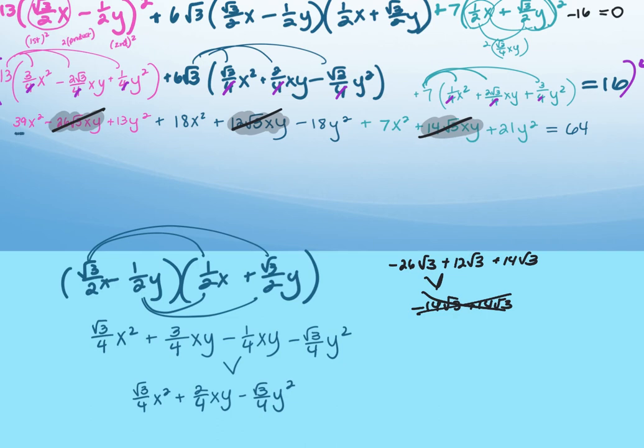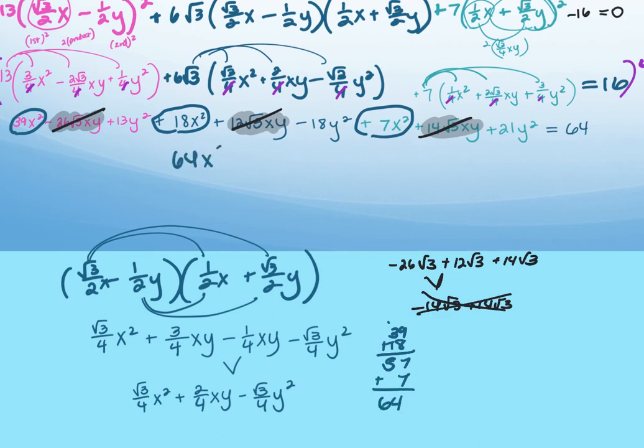Now I'm going to combine together all my x squared. So 39 plus 18, 57 plus 7, 64. So 64x squared. I added all the x squareds. Do we have to graph something after this? Yeah. Then I add all the y squareds.